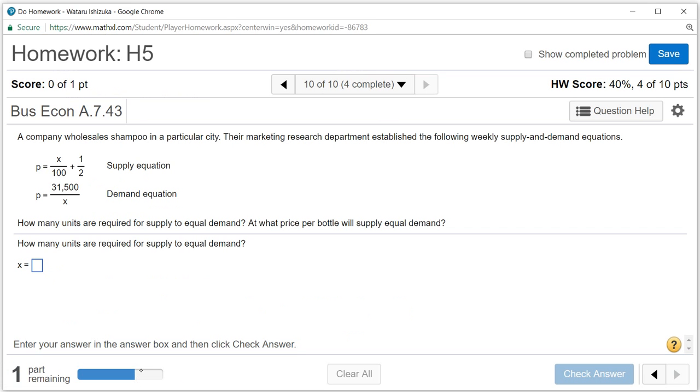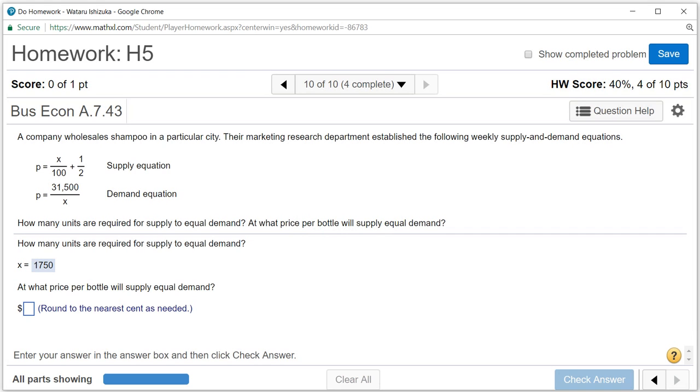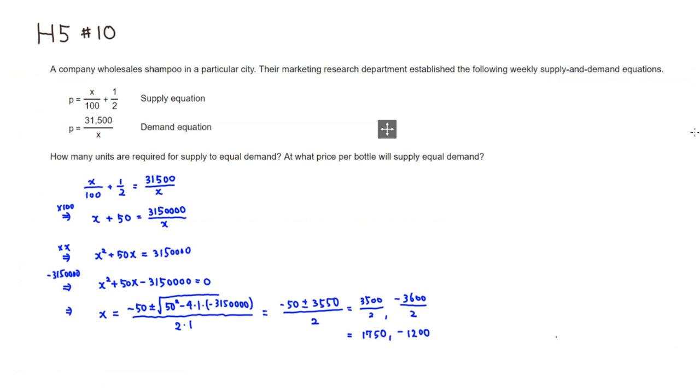So let's try 1750. Check the answer. We got that. And we want to find the equivalent price. So we just have to plug in 1750 into the supply equation or demand equation. Either one's fine. So let's do that. It's pretty easy either way, so I'll use the top one.